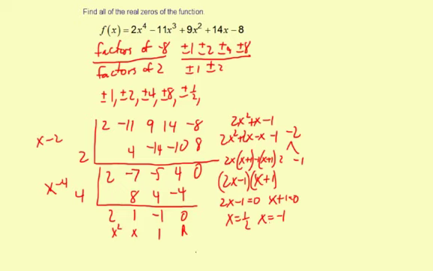We're going to list them in increasing order. There's x equals -1, 1/2, 2, and 4.